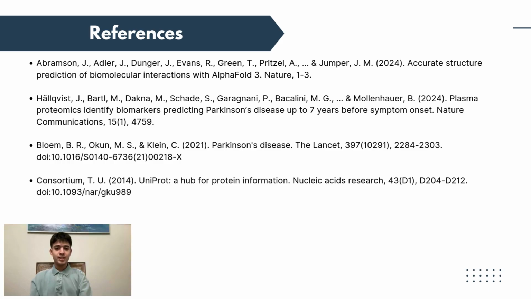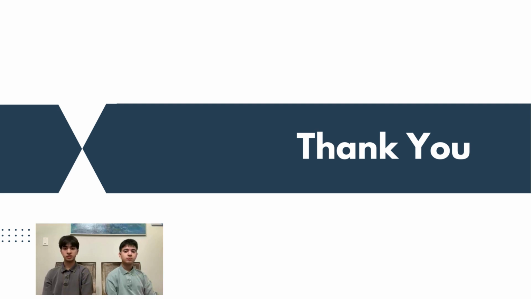Here are some of the references for our research. The main article I'd like to point out is the one by Dr. Jenny Hällqvist and her colleagues called Plasma Proteomics Identify Biomarkers Predicting Parkinson's Disease Up to 7 Years Before Symptom Onset. This was essential in inspiring our research as it was the paper that originally identified progranulin as a biomarker of Parkinson's disease. Thank you for listening to our presentation.